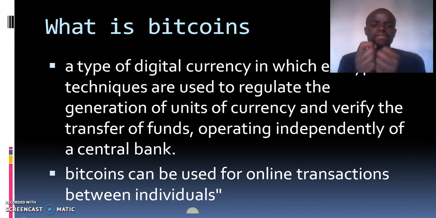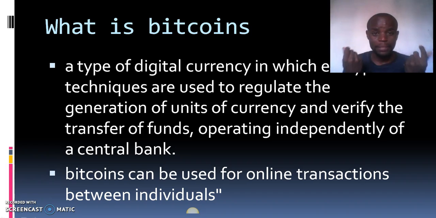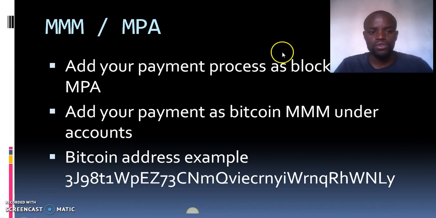What this simply means is Bitcoin is a digital currency, like the paper money that we use on a daily basis. It's digital money. Bitcoins can be transferred from one person to another without the use of a bank. Many companies on the internet prefer Bitcoins because they're faster, and they're also cheaper when transferring from one person to another since a bank is not involved.